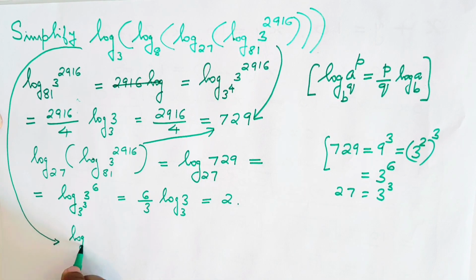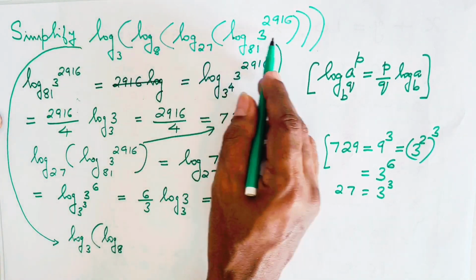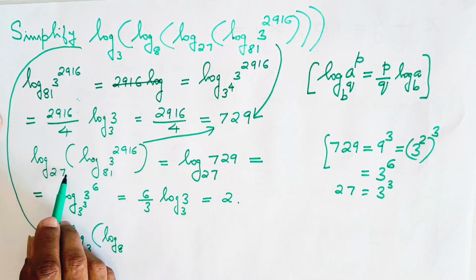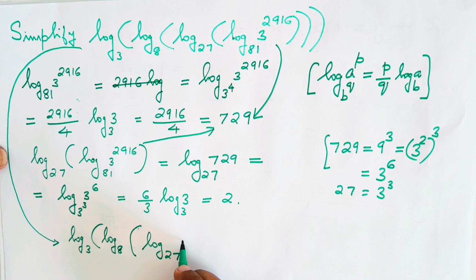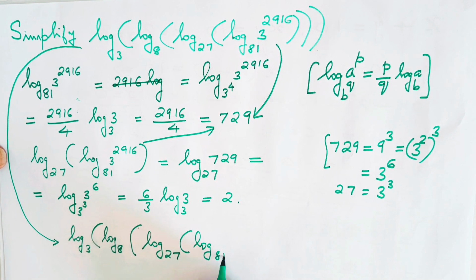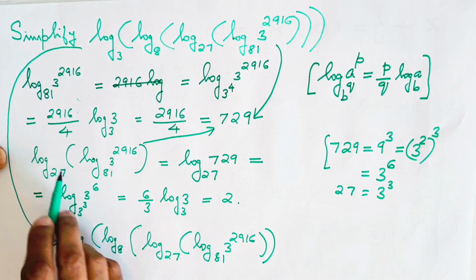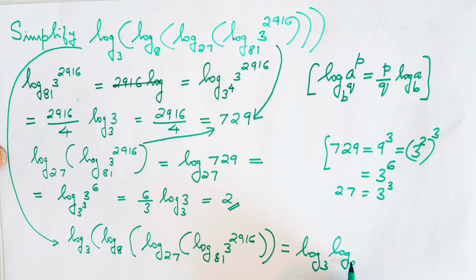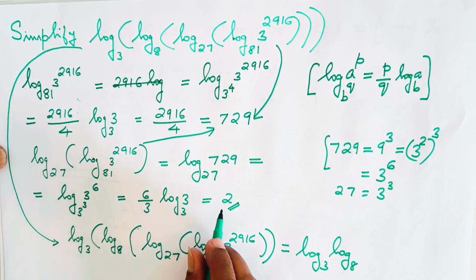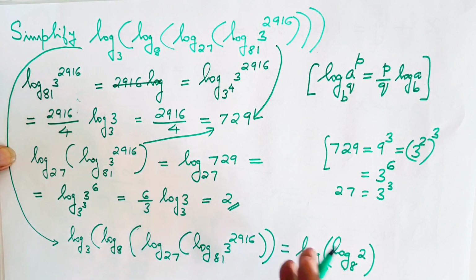Okay, so let me rewrite the expression. This is log to the base 3, log to the base 8, and inside this we have, see, that is this. And we got it simplified to 2. Or shall I write the whole thing to avoid any possible confusion? Log 81, 3, 2916. Now look, this expression is this, and that's been simplified to 2. So I'm going to write log 3, log 8. This I'm replacing by its value, which is 2. Okay, so this is what the whole expression will get reduced to.